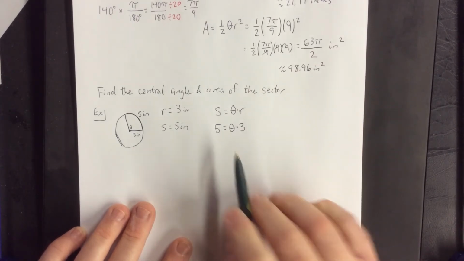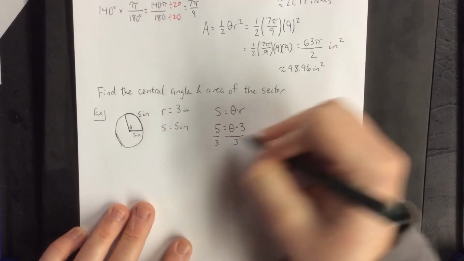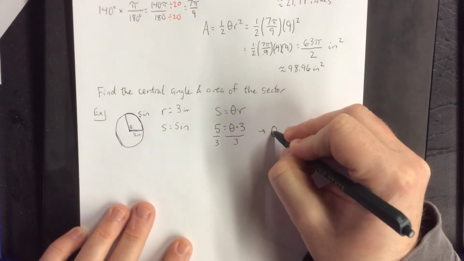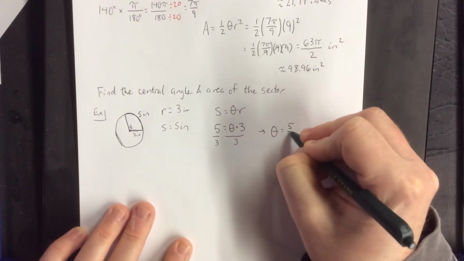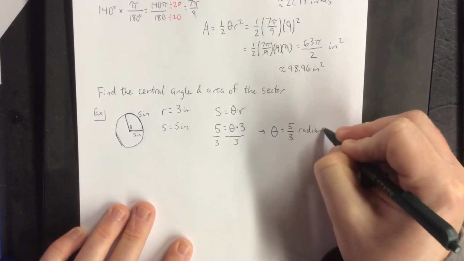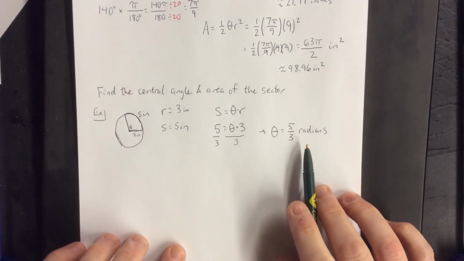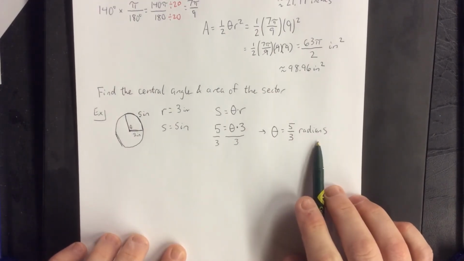Algebra necessary to solve this for theta. We're going to go ahead and divide both sides by 3. We'll get that theta is equal to 5/3. Now it's automatically in radians if you're starting with inches and inches over here. As soon as you divide inches by inches, you get a dimensionless quantity, which would be radians.